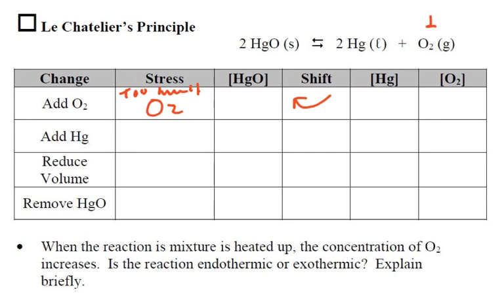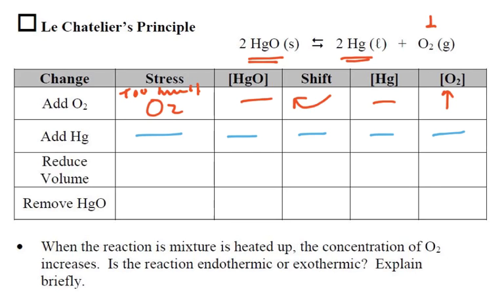Now, the concentration of a solid and the concentration of a liquid cannot change. If the question said, what is the amount, then I would say, yes, I have more solid and less liquid, but the concentration of those will not change. I'm adding the O2, so that is going to be up. Now for mercury, mercury is different. Mercury is a liquid, and adding a liquid or adding a solid will not shift my equilibrium, because it's not even in my equilibrium expression. So nothing here is going to change.